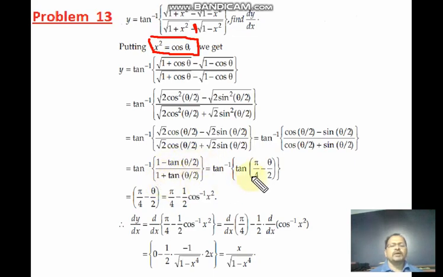It is tan of pi by 4 minus theta by 2. Tan inverse tan cancelling each other, only thing remaining is pi by 4 minus theta by 2. Pi by 4 minus theta by 2 means pi by 4 minus half cos inverse x square. Now to find its derivative, pi by 4 derivative 0, half as it is, derivative of cos inverse x square, use the chain rule. Using chain rule, derivative is minus 1 upon under root 1 minus x raised to 4 into 2x. That is x upon under root 1 minus x raised to 4.